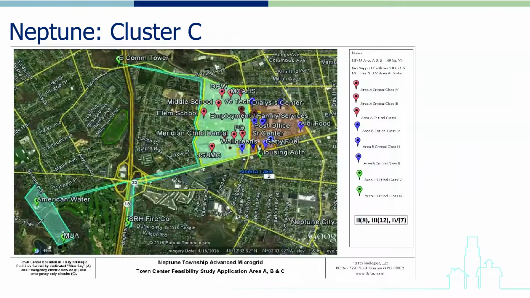As the map indicates, Cluster C is indeed an outlier, with a series of scattered sites that are important from a resiliency perspective but may be difficult to cost-effectively incorporate into a microgrid. Clusters A and B are on the right of the image.